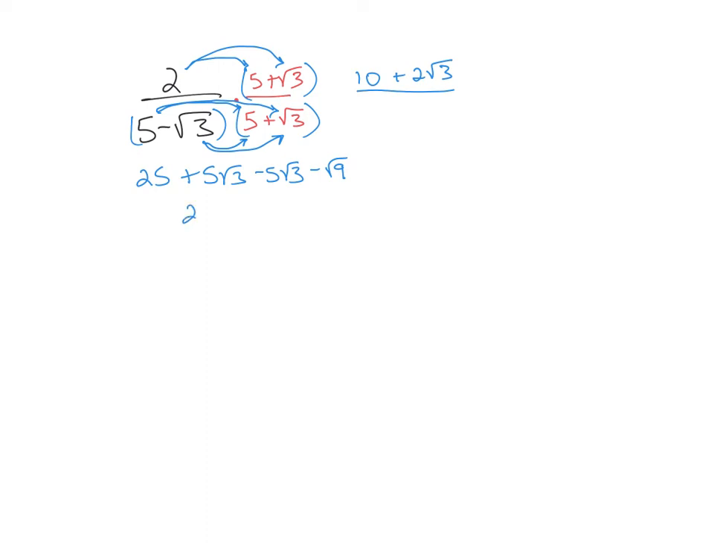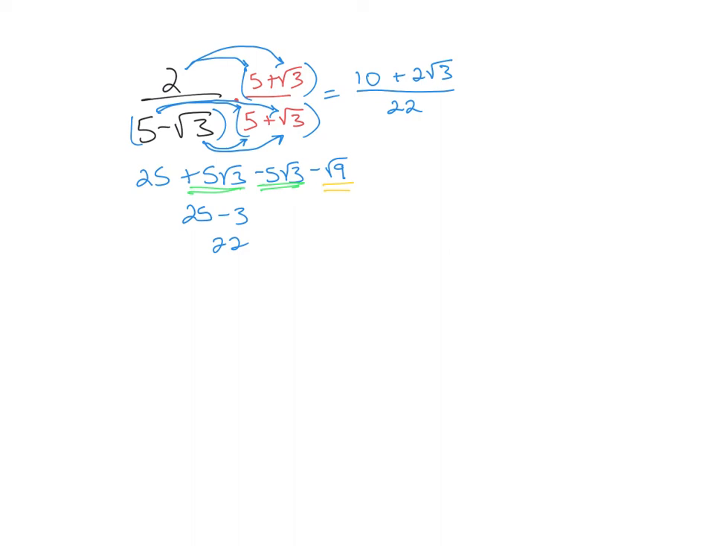So what happens here, positive 5 square root of 3, negative 5 square root of 3, those cancel each other out. And then what also happens is I can do the square root of 9, 3. 25 minus 3 is 22. So I successfully got rid of the square root in the denominator.